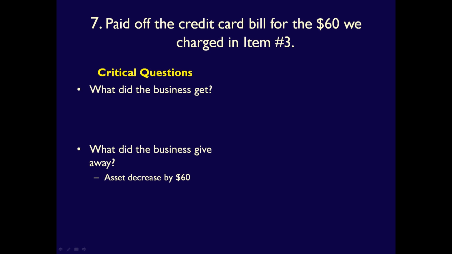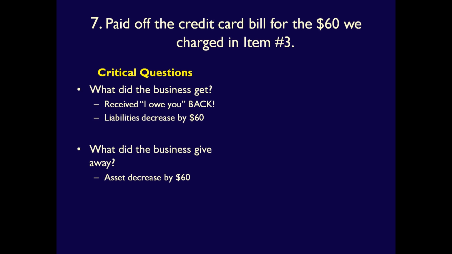Let's go back to the critical question. What did the business get? The business got back their IOU, the one they gave away in transaction number 3. They got back their promise to pay in the future because they paid it off. So this question also indicates that liabilities decreased by $60.